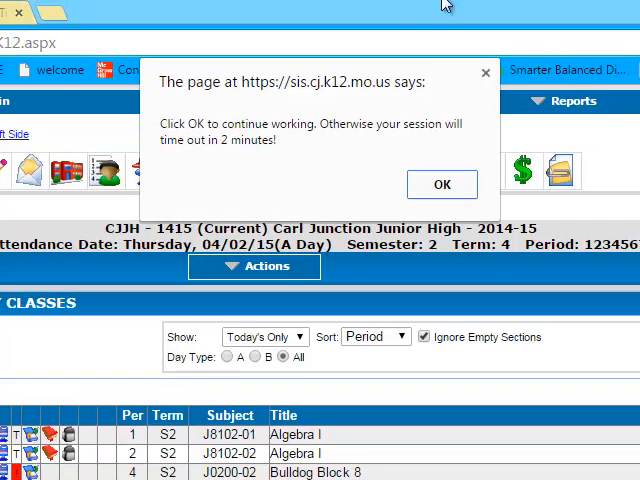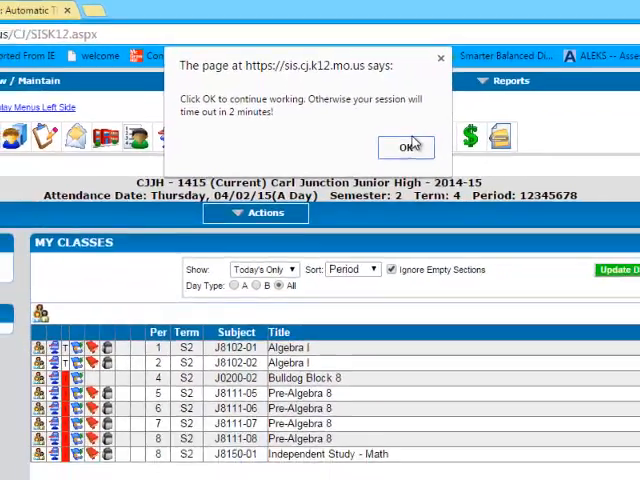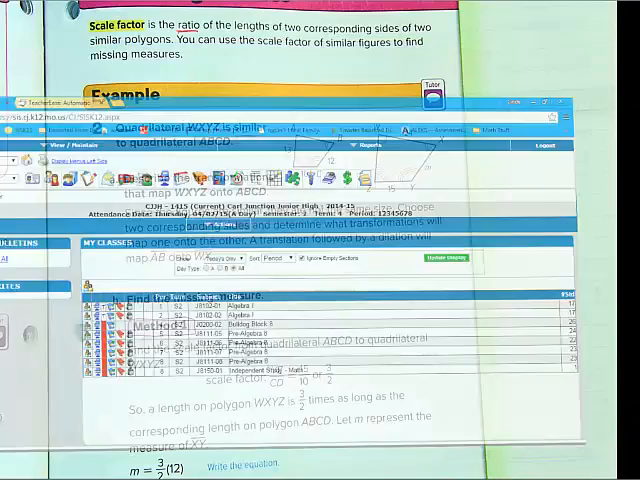And I need to minimize this right here. Miss Neely always has her stuff pop up in the middle of the lesson. Okay, minimize. There we go.